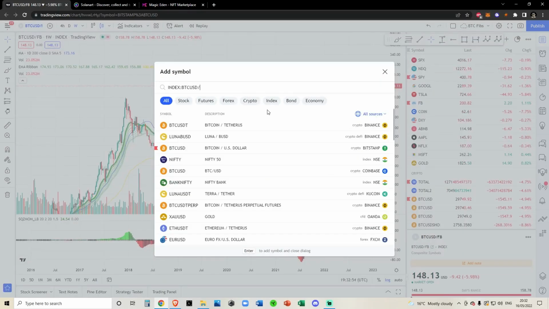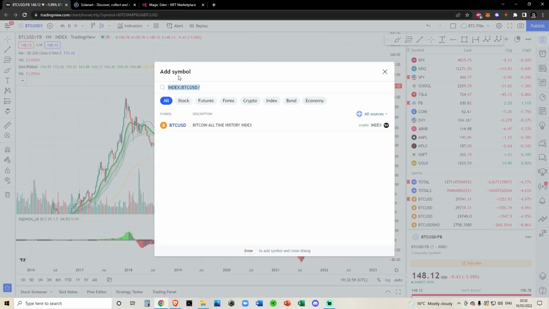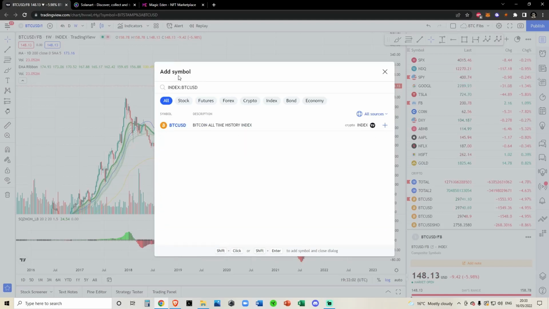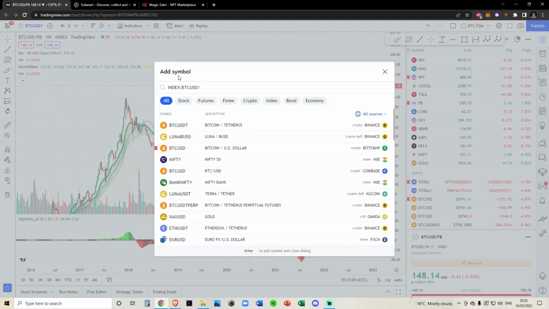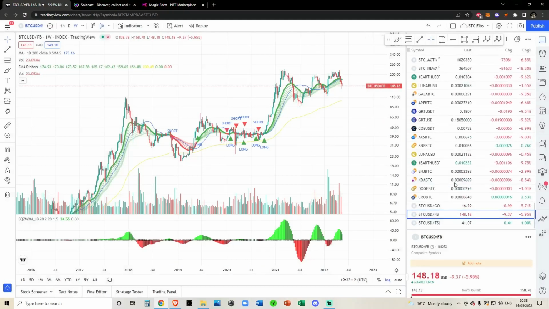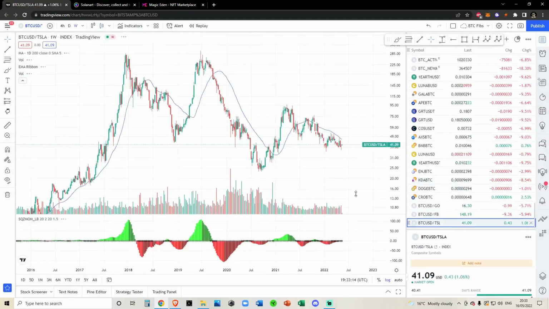So once again, index colon BTC USD. I'll just show you once again. Very simple. BTC USD / and then I want to compare things to Tesla this time. And once again, the chart isn't going to show up. We're just going to hit enter anyway. And as you'll see down here, we've got a new chart appearing.